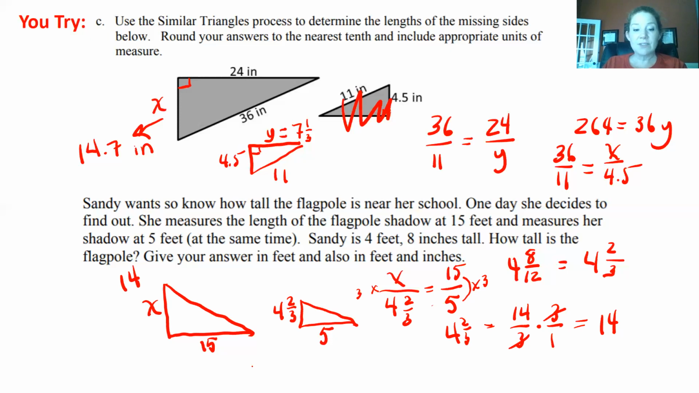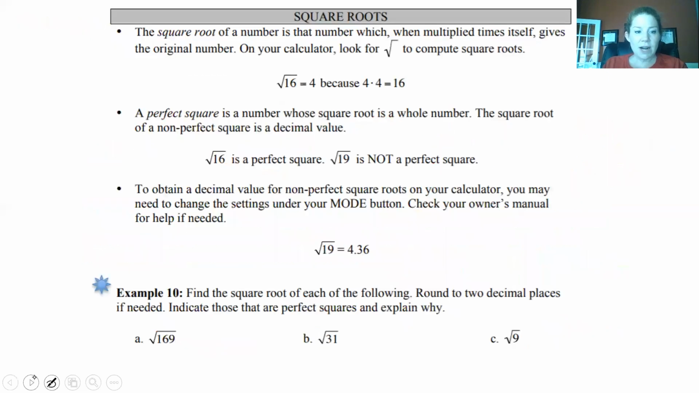If 15 is 3 times 5, then this side has to be 3 times 4 2/3, which is going to be 14. So 4.66666 times 3 is about 14. So anyway, that's the easiest way to do that one. All right, so we're moving on.